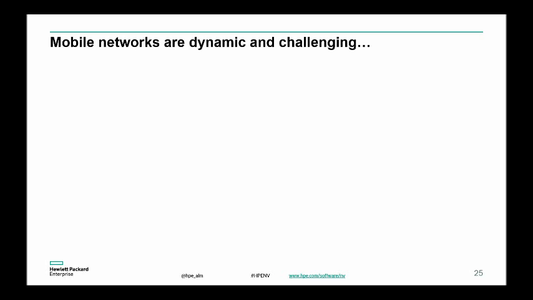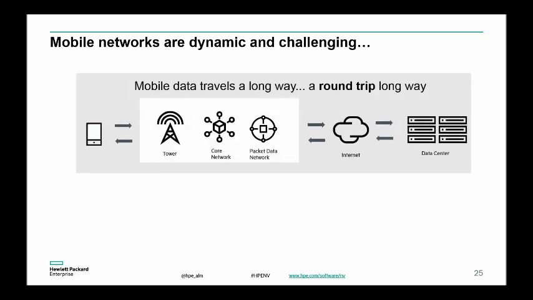So let's talk about mobile networks and why they are so challenging and unique. I think the reason is probably attached to their dynamic nature and how network hops are deployed. As you can see in this illustration, there are many hops between the device and the data center.